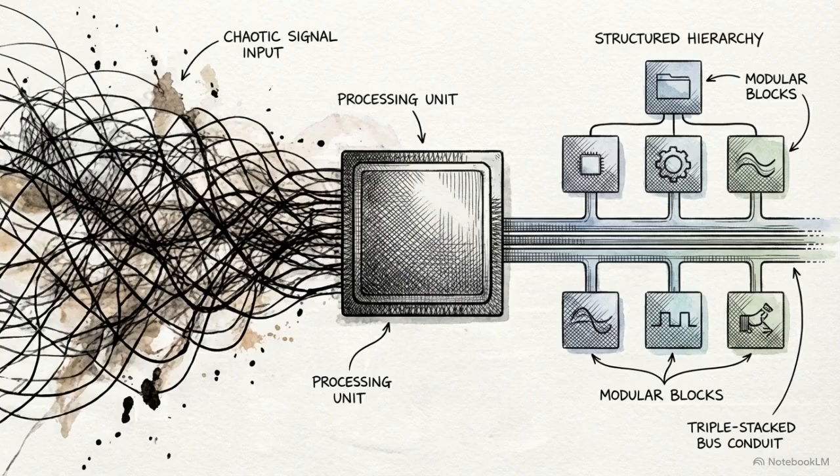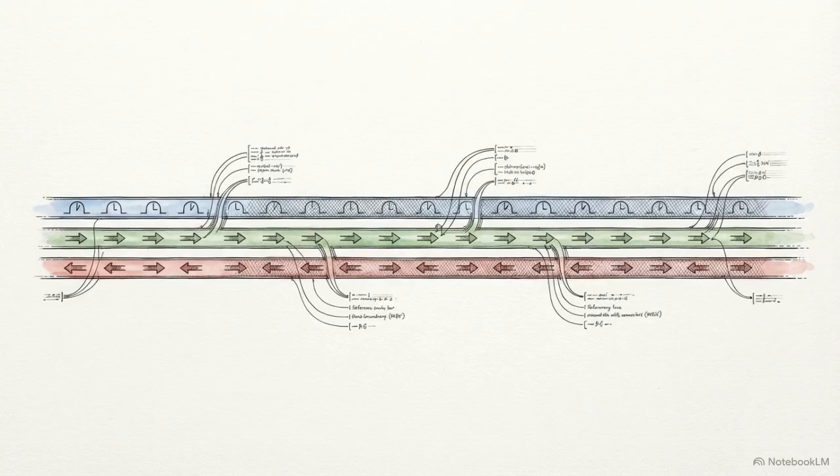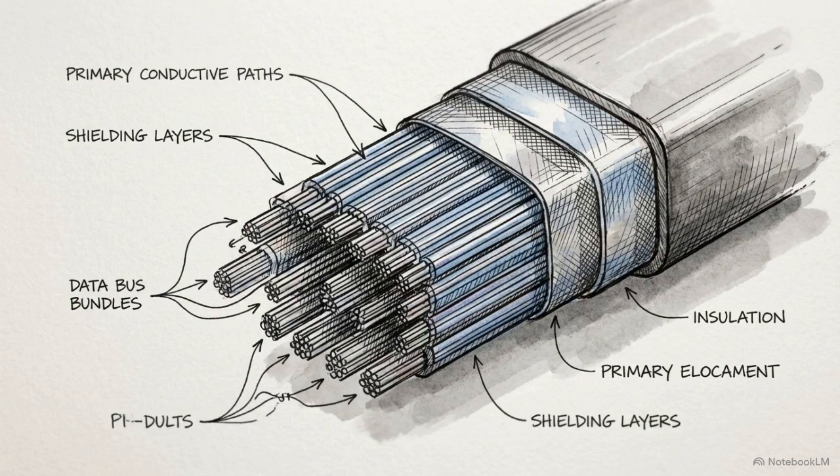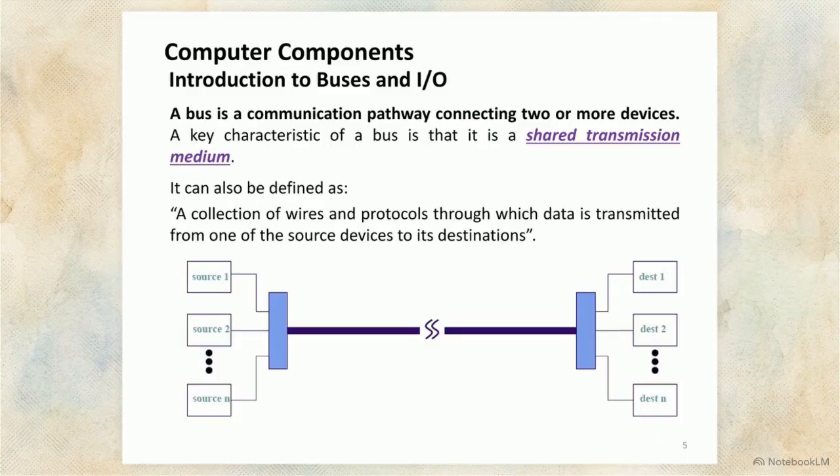Building systems with dozens of interconnected components requires a different structural strategy for managing communication traffic. The engineering solution to this pin bottleneck is the computer bus. A bus is strictly defined as a collection of wires and protocols through which data is transmitted from a source device to its destinations. Look at this schematic. The defining characteristic is this single, thick purple line connecting sources to destinations. It's a shared transmission medium. This simplifies expansion. New devices simply tap into the central line without needing dedicated wires routed to the processor.